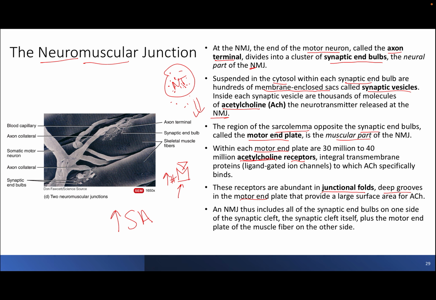So our neuromuscular junction, as a result of this, includes our synaptic end bulb, which we're going to draw kind of like that. Bear with me here, on one side. We've got our synaptic cleft, okay? We've got the actual synaptic cleft itself, obviously. And then we have our motor end plate, which I struggle to draw, I'm not going to lie. There's our motor end plate. And this whole thing right here makes up our neuromuscular junction, all right?